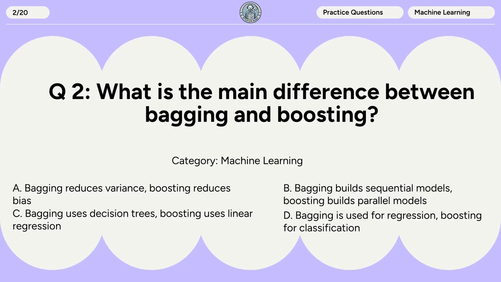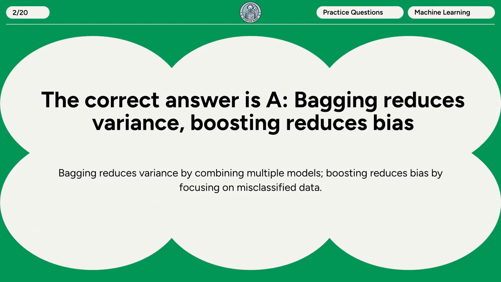Question 2. What is the main difference between bagging and boosting? A. Bagging reduces variance, boosting reduces bias. B. Bagging builds sequential models, boosting builds parallel models. C. Bagging uses decision trees, boosting uses linear regression. D. Bagging is used for regression, boosting for classification. The correct answer is A. Bagging reduces variance, boosting reduces bias. Bagging reduces variance by combining multiple models. Boosting reduces bias by focusing on misclassified data.